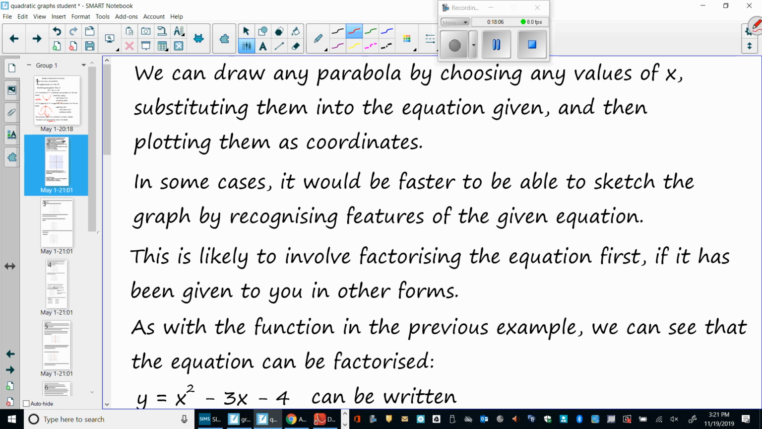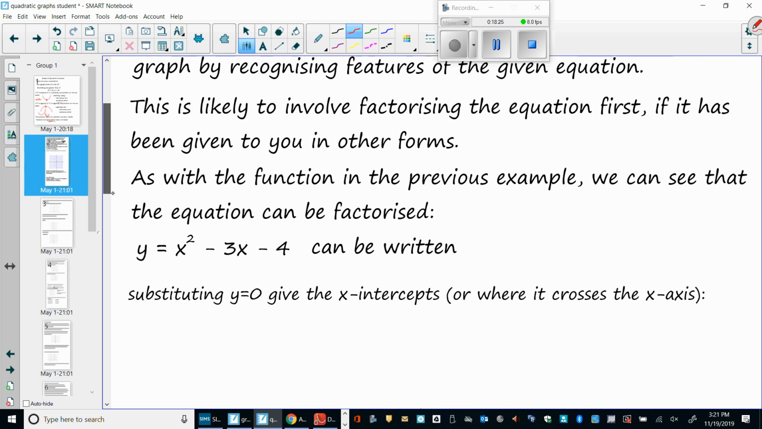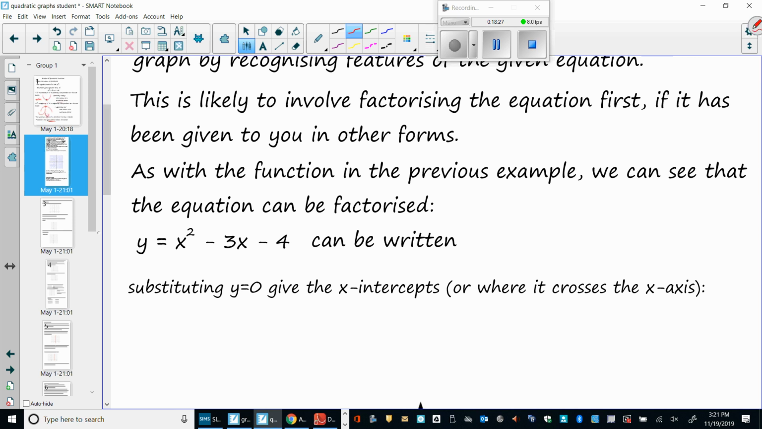Now, as I said before, we can draw any parabola by choosing values and putting them into the equation. In some cases, it's going to be faster though to sketch them by recognizing features of the given equation. It's likely to involve factorizing the equation first if it's been given to you in a different format. So, we're going to use this example here to have a practice with. So, x squared minus 3x minus 4.